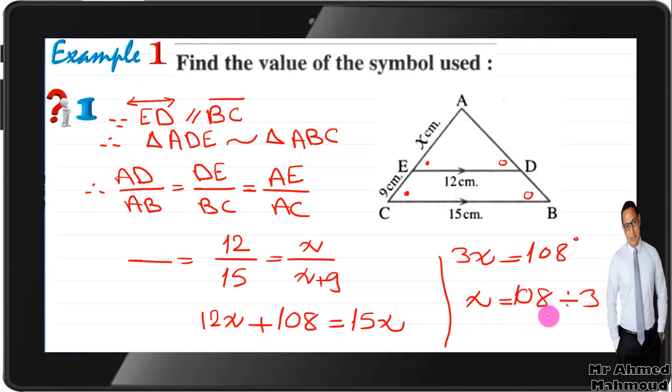Divided by 3, so x equals 36 degrees. Okay, now let's study another special case.